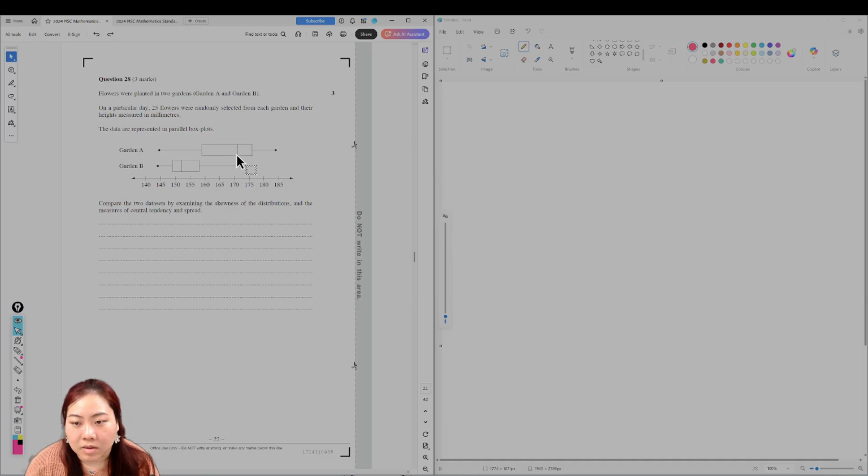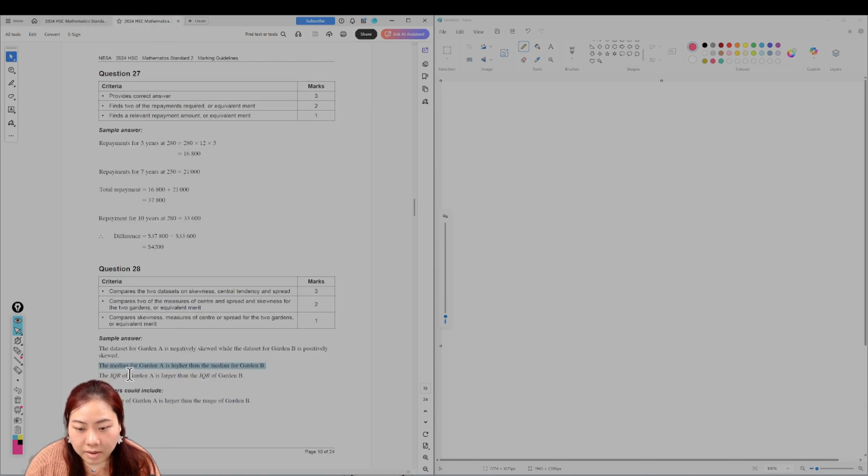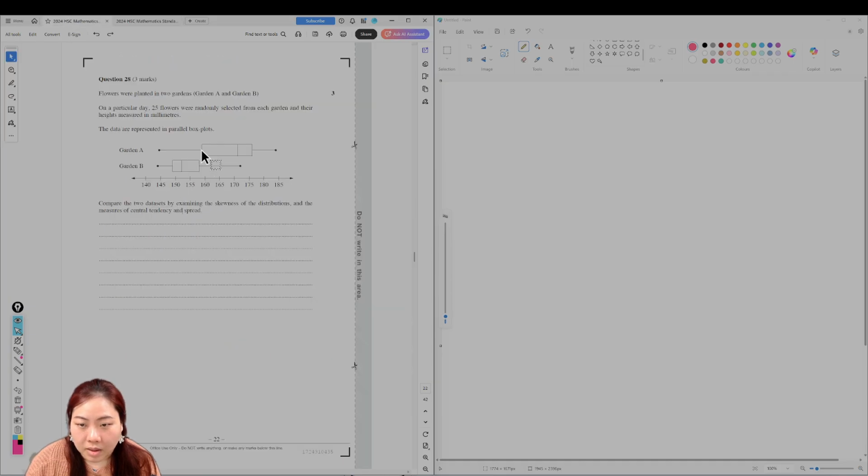It is the median. Sorry about that, I said the mean before. So the median is higher for A than B. The IQR of garden A, interquartile range that stands for, is larger than the IQR of garden B. Let's have a look. The interquartile range, this range is what they're talking about. Spread, okay. The interquartile range is bigger than the interquartile range of garden B.